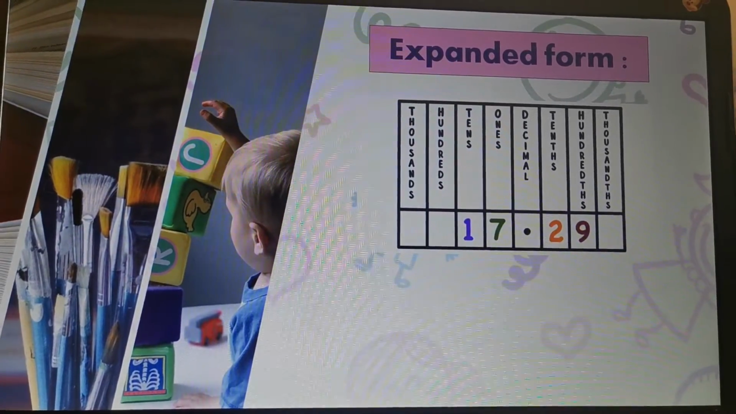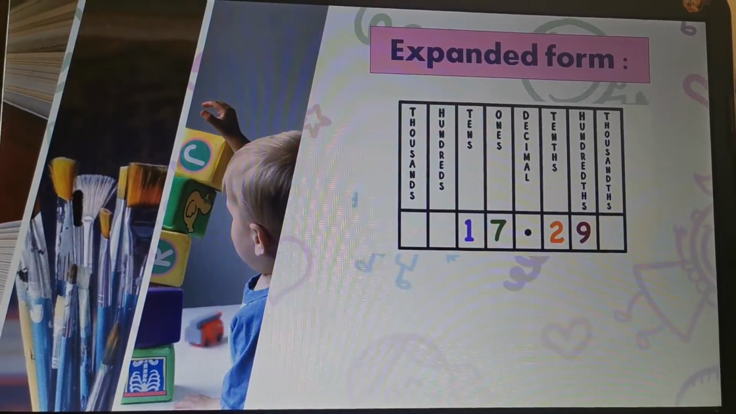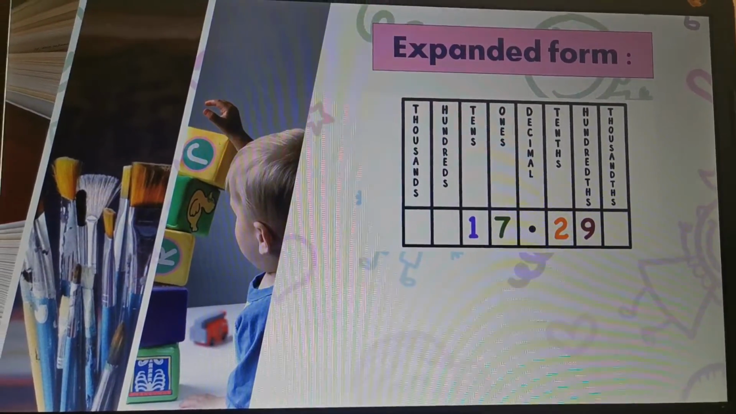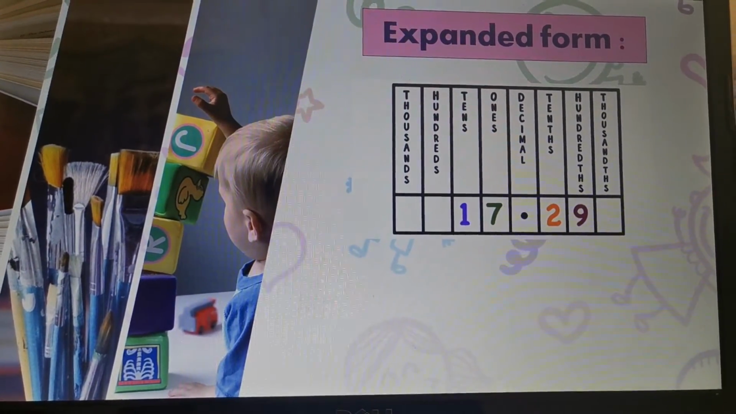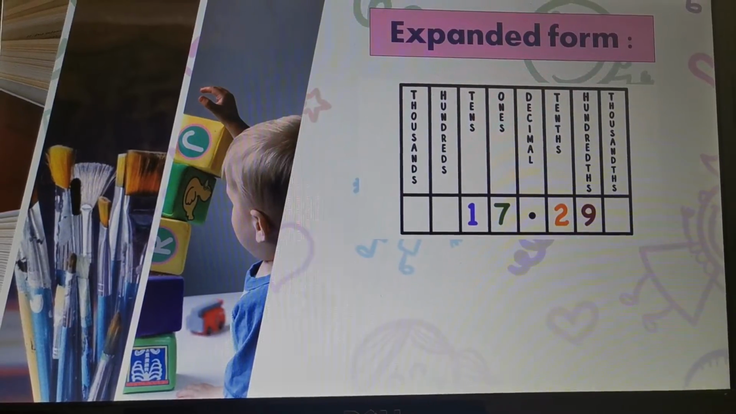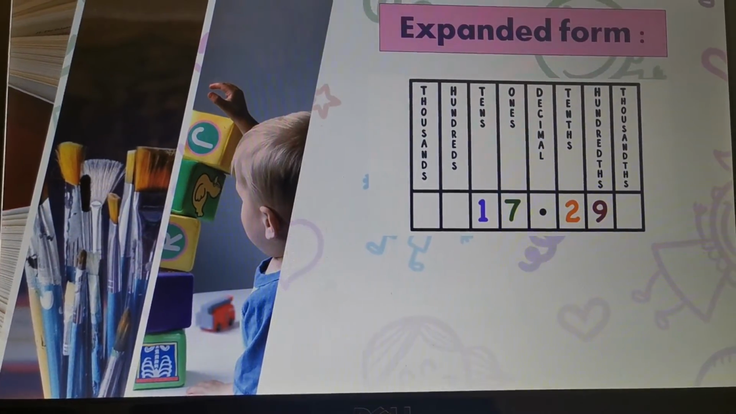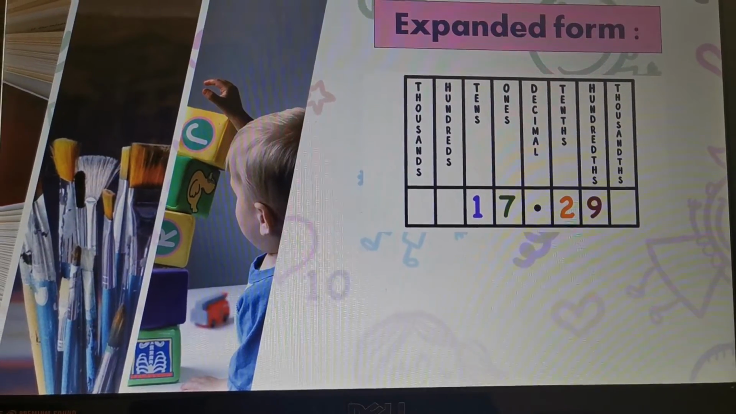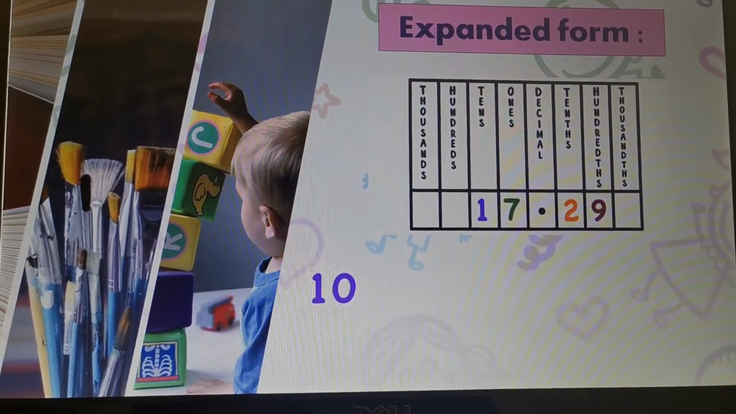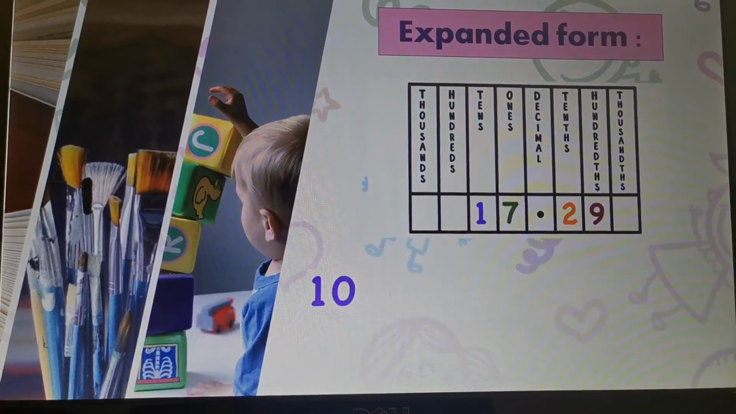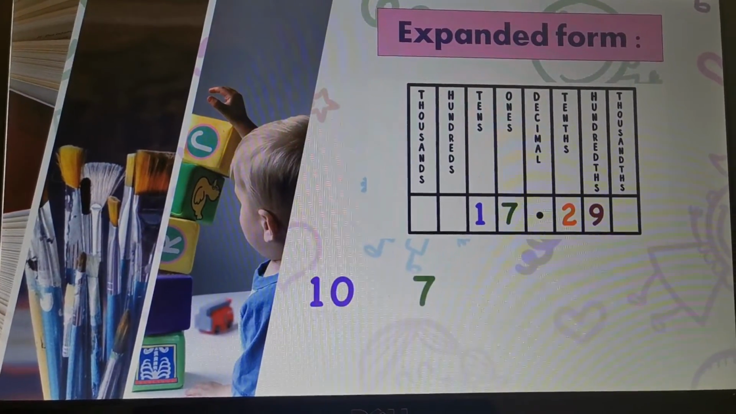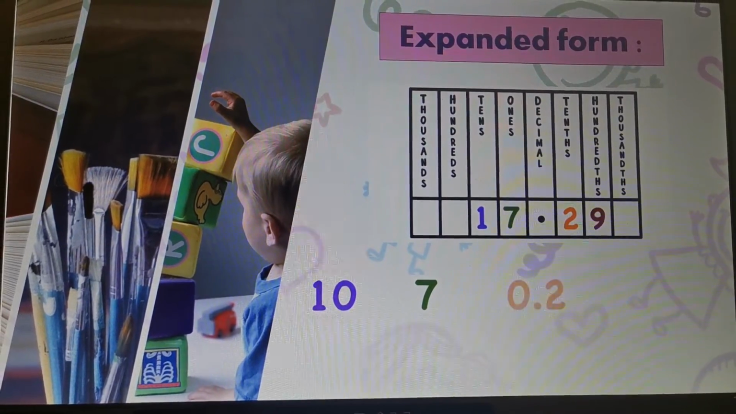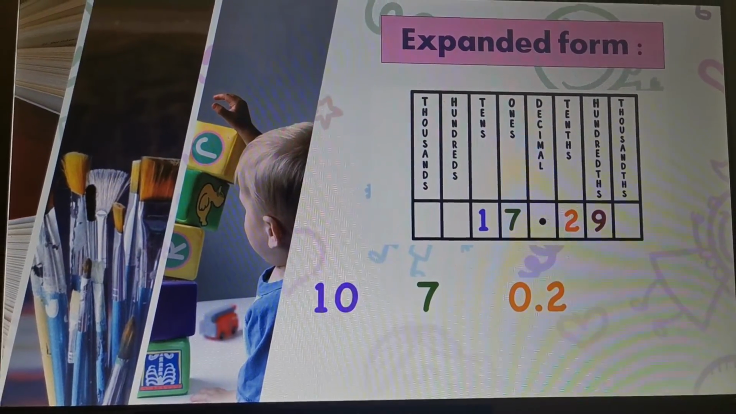Now, there is something called expanded form. Let's discuss and find what is expanded form. Now, if I ask you to write the value for each of the digits here, let's start by 1. What's the value of 1? 10. Excellent. What's the value for 7? 7. Excellent. What's the value for 2? 2 tenths. Excellent.